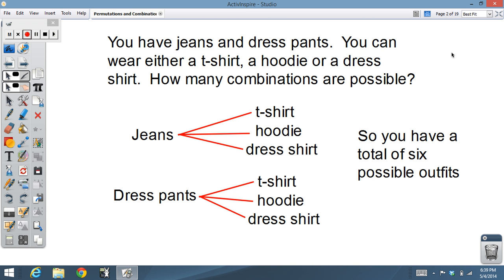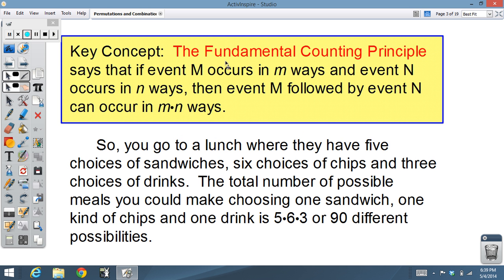All right, we're going to formalize this a little bit, saying that whenever we have an event M, and it could happen in M different ways, and a second event, we'll call it N, which can happen in N ways, the event M followed by event N can occur in M times N ways. So we had 2 pants, 3 shirts. We ended up with 6 possibilities, 2 times 3.